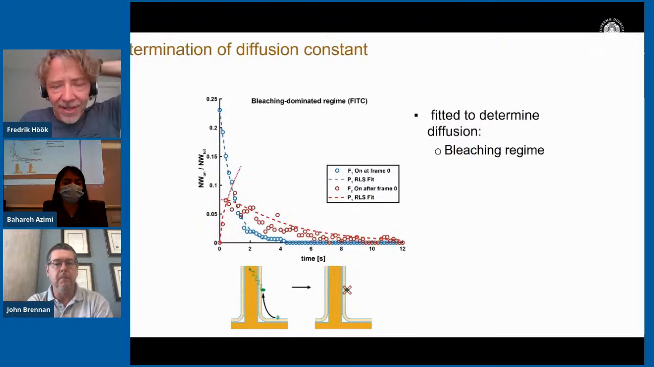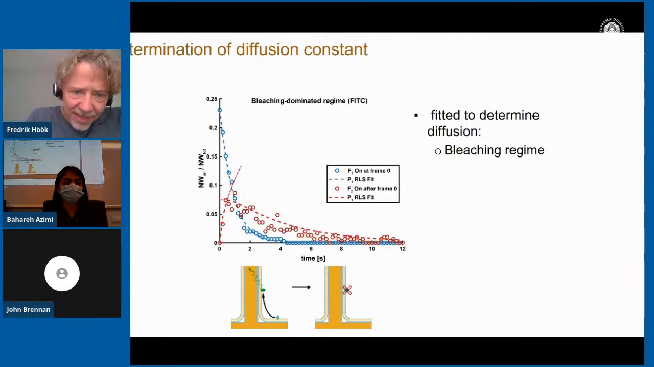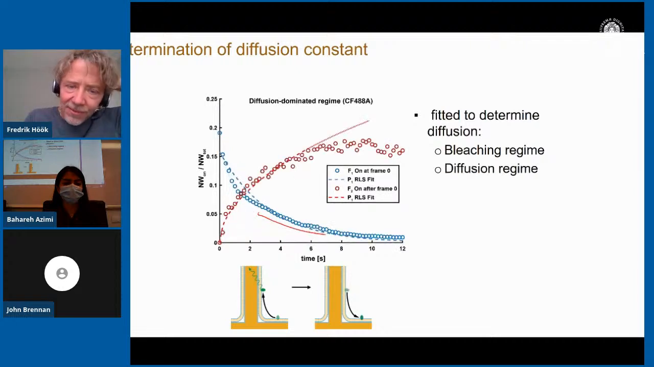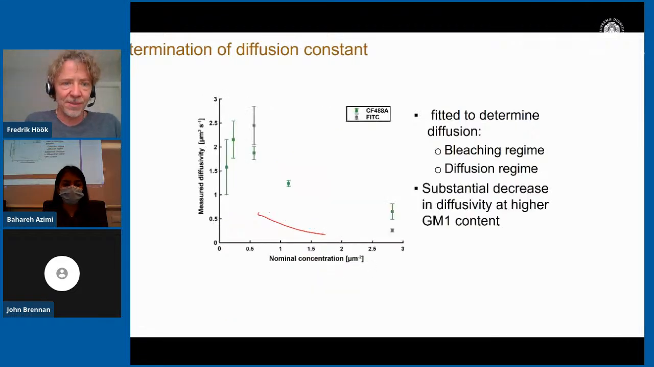So in one model, we had rapidly bleaching molecules. This is represented by this part of the curve, while the onset is determined by the diffusion constant. And we verified this with the same molecule modified with a dye that was less prone to bleaching. And using these two models, these two regimes, we could determine the diffusion constant from single molecule blinking events, and we came to exactly the same diffusion constant, irrespective of which type of dye we used.